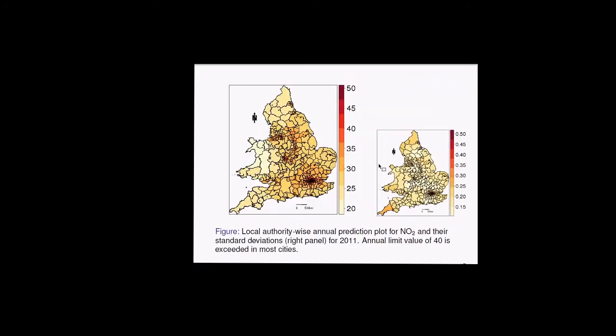One example of that is this local authority-wise annual prediction plot for NO2 and their standard deviations on the right-hand panel. You can see NO2 levels are higher in the cities like London, Birmingham, Manchester. Those are significant air pollution levels because the annual limit value is 40, and it is exceeded in most cities in 2011. What's our contribution here is the map on the right. We get uncertainty estimates; we haven't seen local authority-wise uncertainty estimates before. You can see from that map that we didn't have any monitoring site in Cornwall, and so the uncertainty for Cornwall in the bottom left-hand corner is a lot higher.